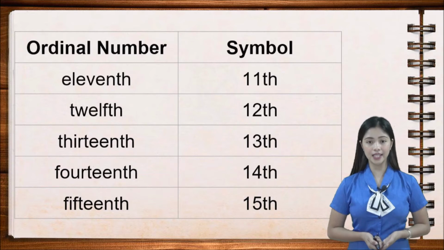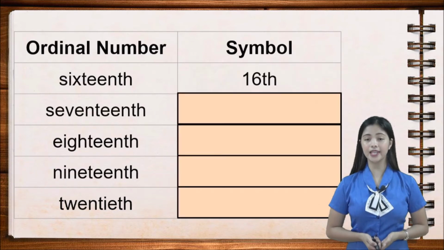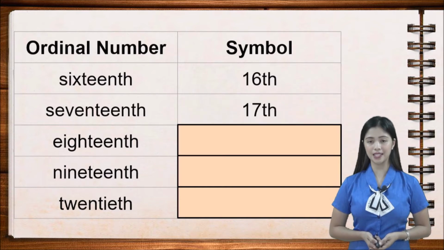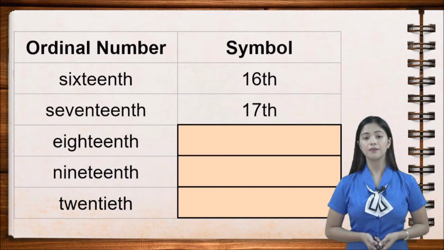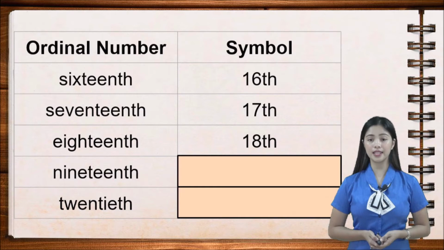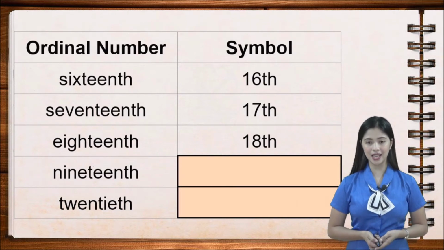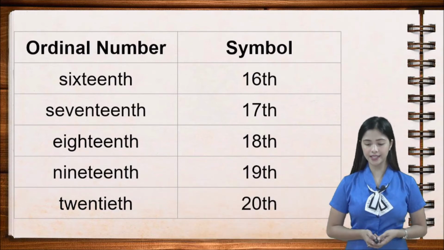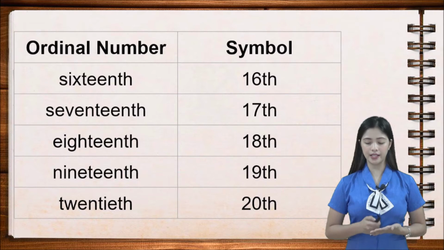And for 16, just write number 16 plus TH. 17, 17 plus TH, which is 17th. And for 18th, 18 plus TH, 19th, 19 plus TH. And for 20th, we write 20 and TH. And so on and so forth.